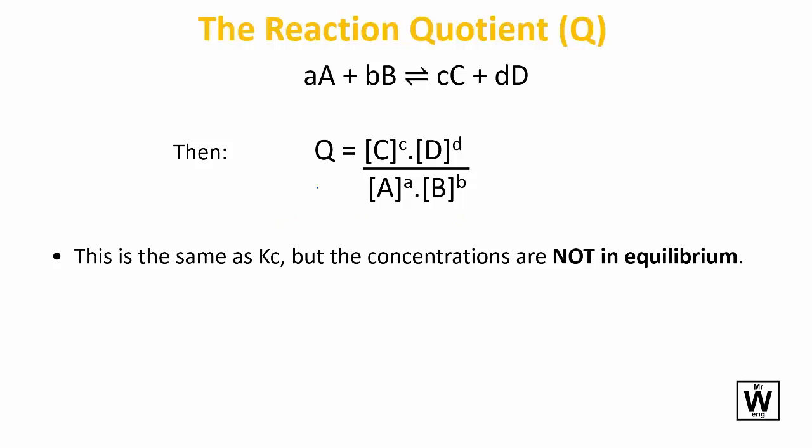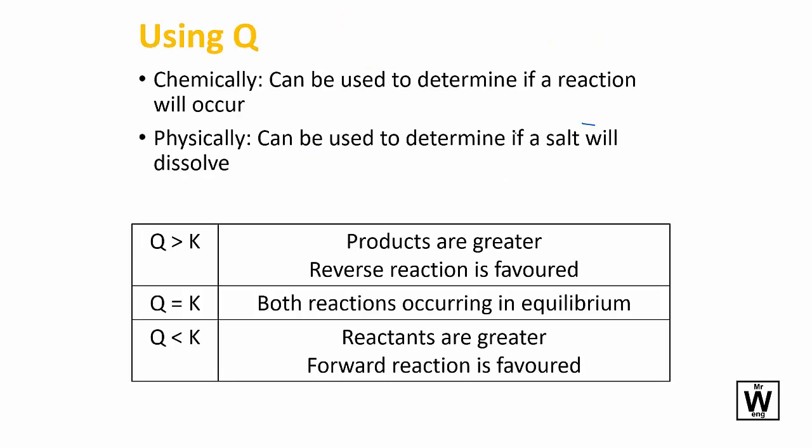So it's not too much of a jump. Just remember that if it's not in equilibrium, you don't call it the K, you call it the Q. Okay, so if you have an equilibrium constant where the concentrations aren't at equilibrium, just call it Q, and that's the reaction quotient. So it is actually quite useful for Q.